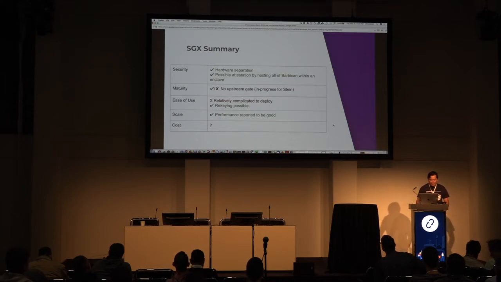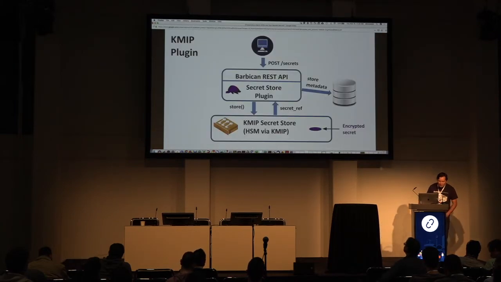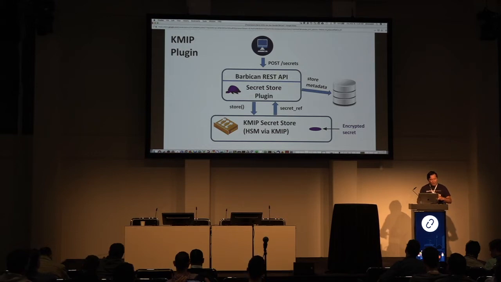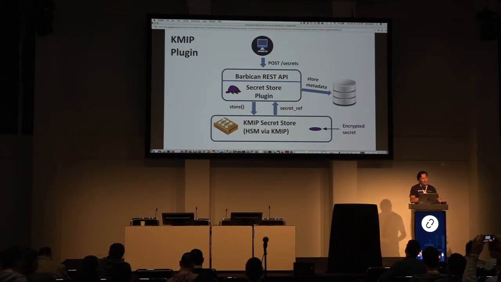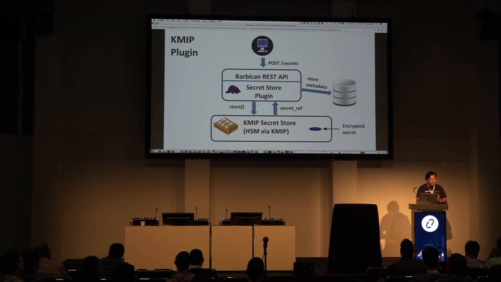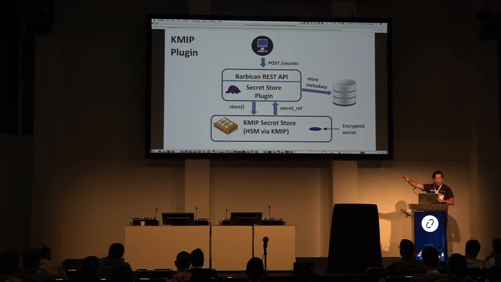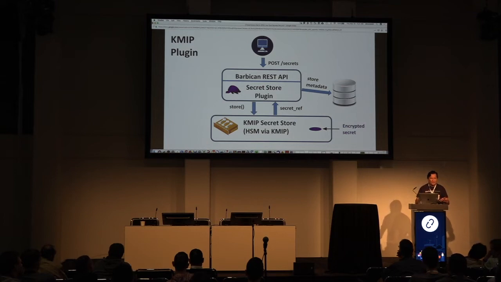So, KMIP plugin. Now we've gone from the previous plugins, which were all database adapters. That is, the secrets were stored within the Barbican database, but with the keys being encrypted inside and provided from a key store. Now we're going to ones that are secret store adapters. So in this particular case, the secrets themselves and everything are stored in a completely different device. So we have a KMIP plugin, which talks KMIP to a key store somewhere else out there. You can have an HSM that talks KMIP, you can have some other KMIP device, you could even have, for example, the Fortanix device I just talked about, which can also talk KMIP.